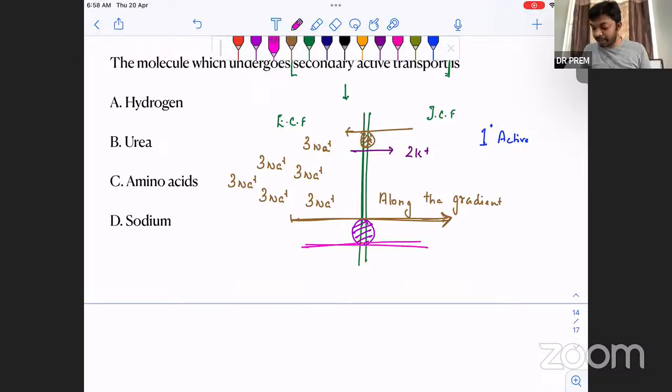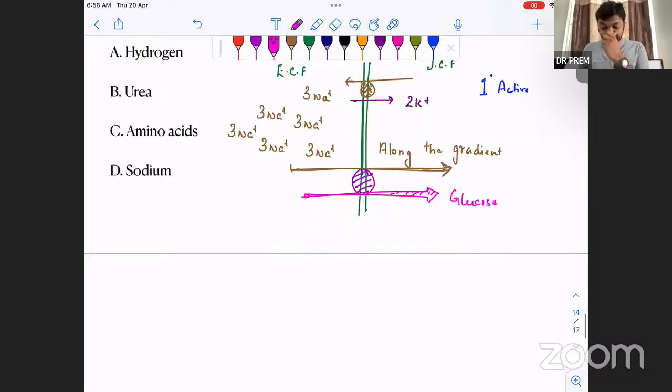Now, this may be glucose. This transporter that transports sodium and glucose together is called the sodium-dependent glucose transporter. This may be a sodium-dependent glucose transporter or a sodium-calcium exchanger.